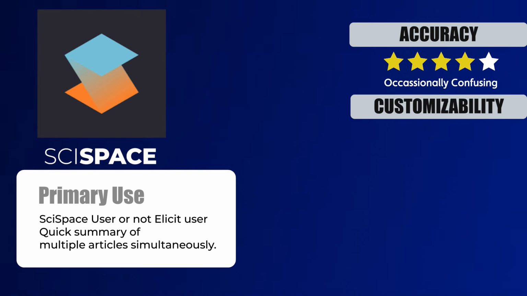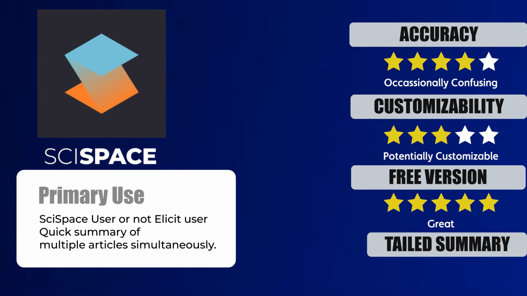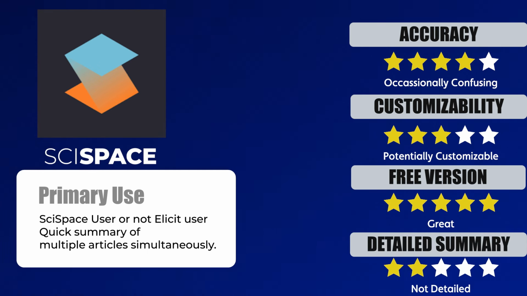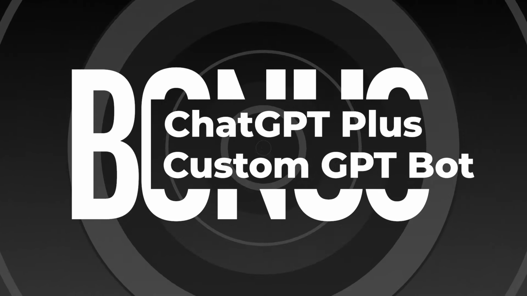The customizability, you do have the ability to add in new columns. I don't know if there's a limit on the number of custom columns that you can add in here, so I would say the customizability is a 3 out of 5. The quality of the free version, I think SciSpace has a really good free version for what it offers, so I would give that a 5 out of 5. And the detailed summary, honestly, I'm going to give that a 2 out of 5. I think this is just missing a lot of the details I would like for it to have. So overall, that was 8 free article summarizers.